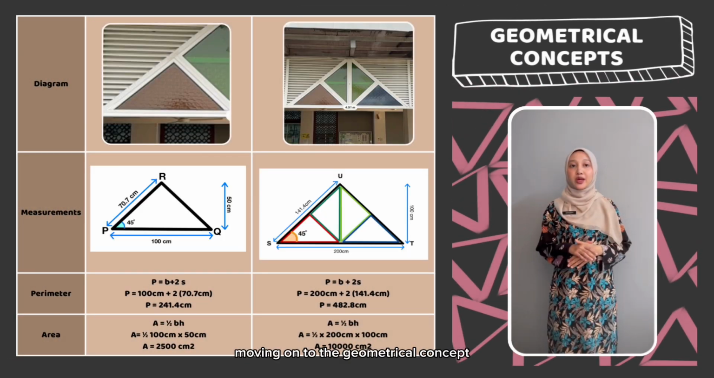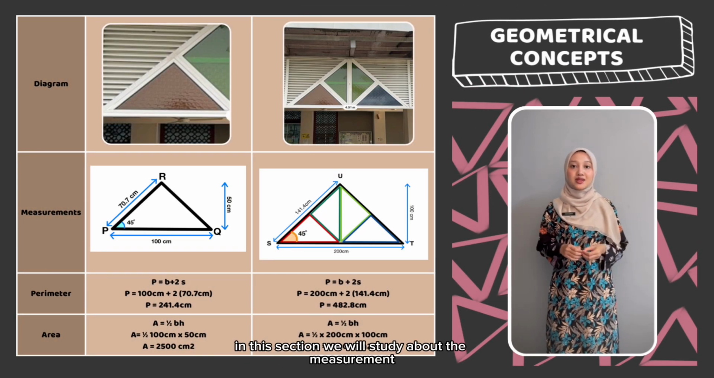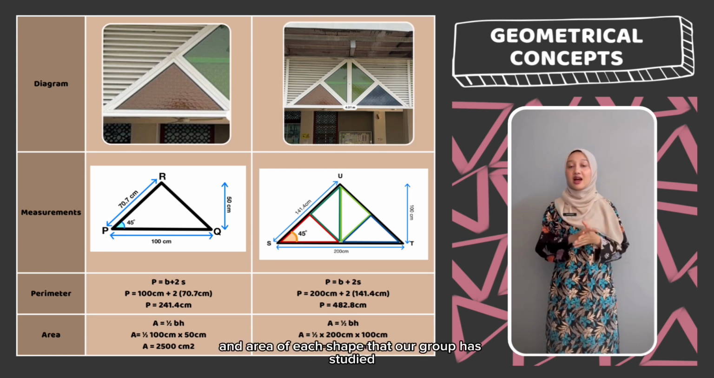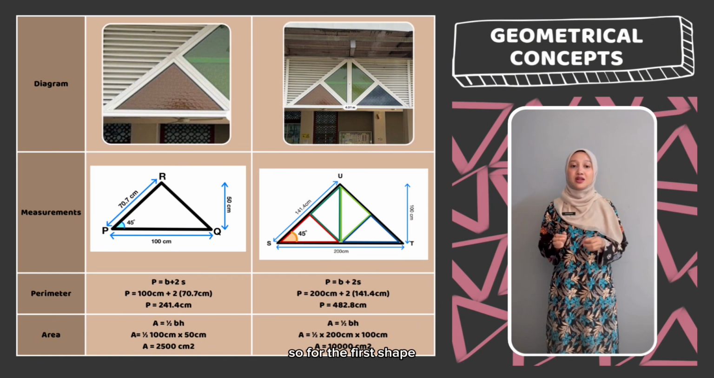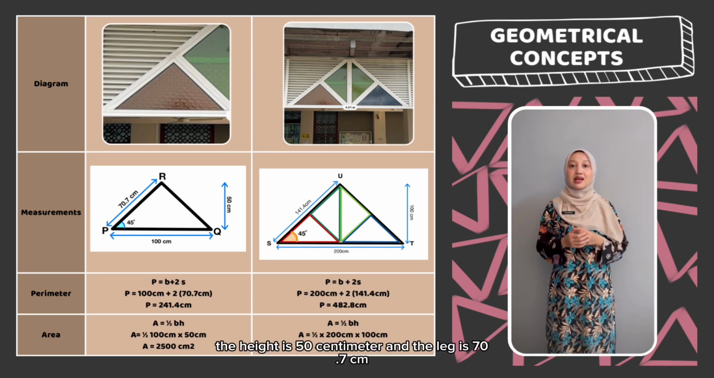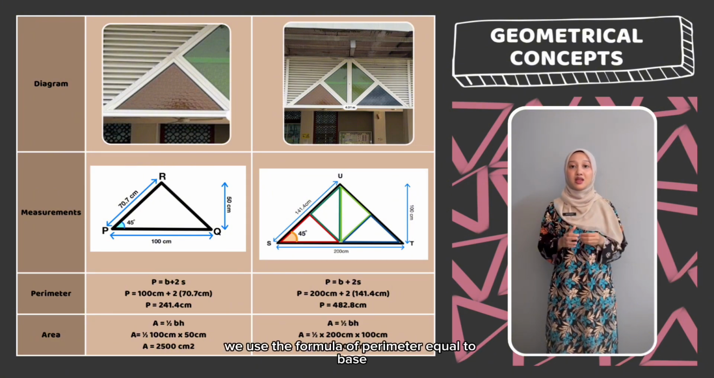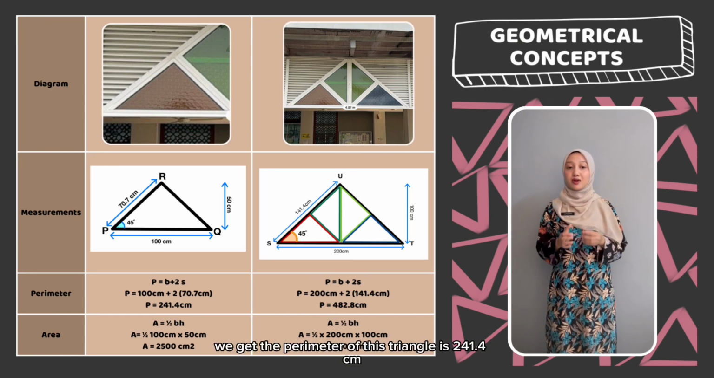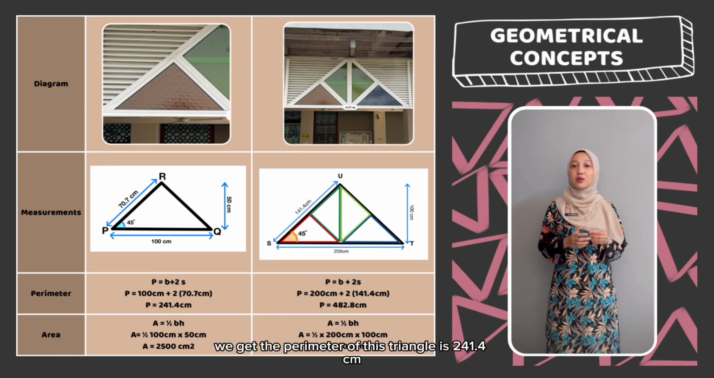Moving on to the geometrical concept. In this section, we will study the measurement, perimeter, and area of each shape that our group has studied. The first shape is the smaller triangle within the bigger triangular window. For the measurement of this triangle, the base is 100 cm, the height is 50 cm, and the length is 70.7 cm. For the perimeter, we use the formula perimeter equals base plus 2 sides. When we insert the values, we get a perimeter of 241.4 cm.